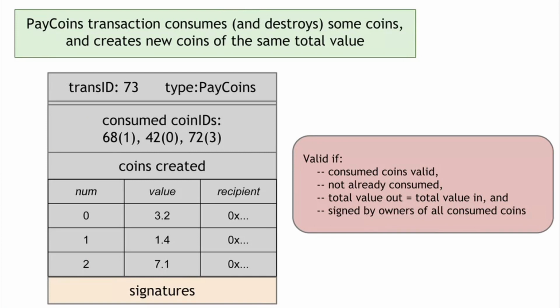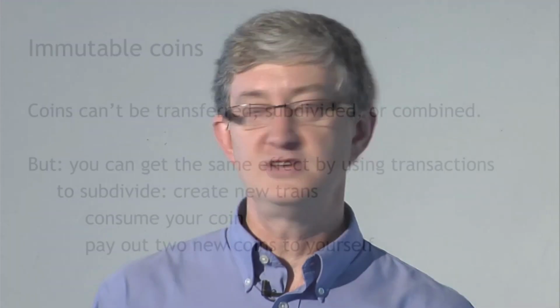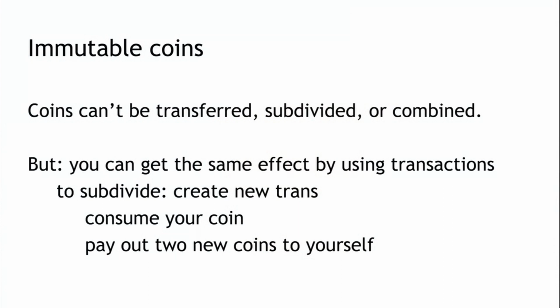has happened. One thing to note about this scheme is that coins are immutable. Coins are never changed, they're never subdivided, they're never combined. All they are is created once in one transaction and then later consumed in some other transaction. But you can get the same effect as being able to subdivide or pay on or combine coins by using transactions. For example, if you want to subdivide a coin, you can just create a new transaction that consumes that one coin and then produces 2 new coins of the same total value. And if you want, you can give those 2 new coins back to yourself. That's a way that you can subdivide a coin that you own.